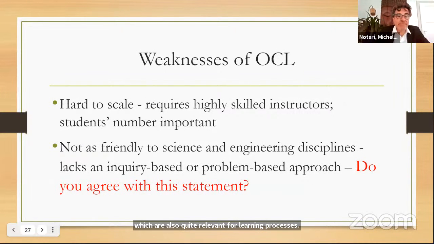That's the backside of the medal. It's hard to scale. If you set up such online collaborative learning settings, you cannot scale as easily as with traditional, even online, learning, where you have information transmission and assessment. If you look at a lot of MOOCs, and I'm talking about the regular MOOCs you can get from Harvard, MIT, and many other universities, they are not really collaborative online learning settings.